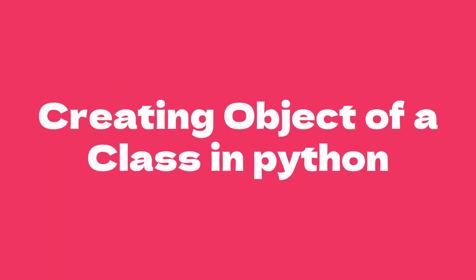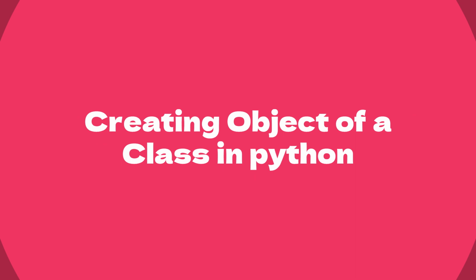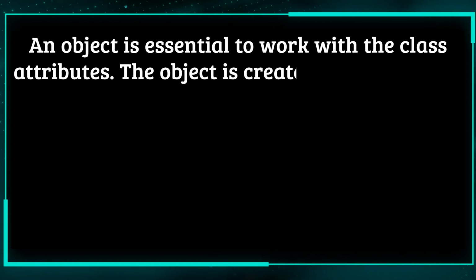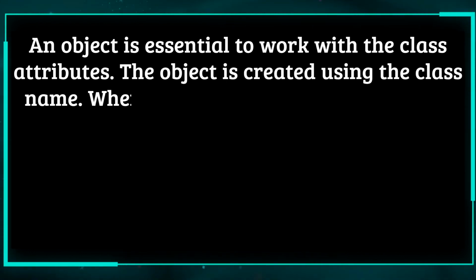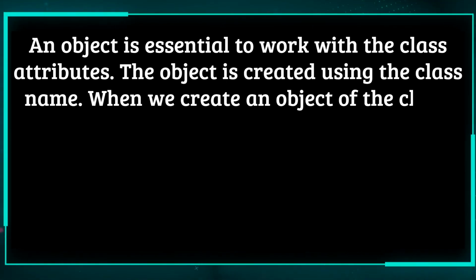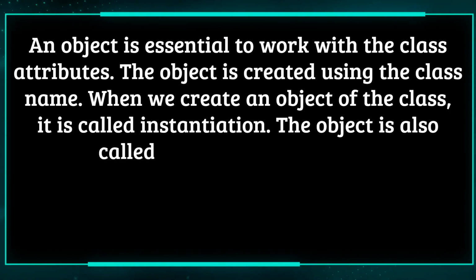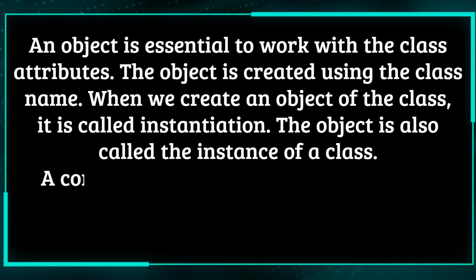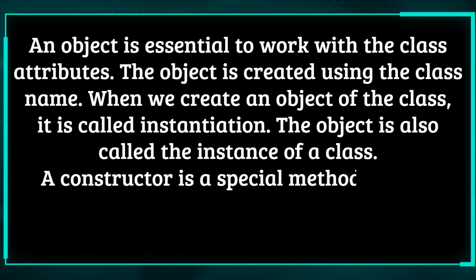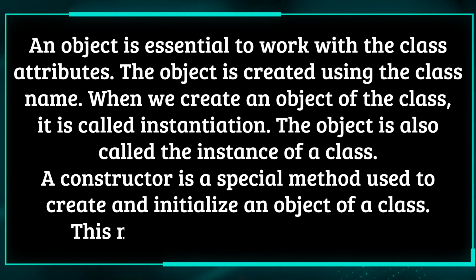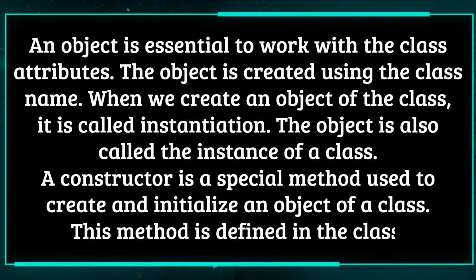Creating an object of a class in Python. An object is essential to work with the class attributes. The object is created using the class name. When we create an object of the class, it is called instantiation. The object is also called the instance of a class. A constructor is a special method used to create and initialize an object of a class. This method is defined in the class.